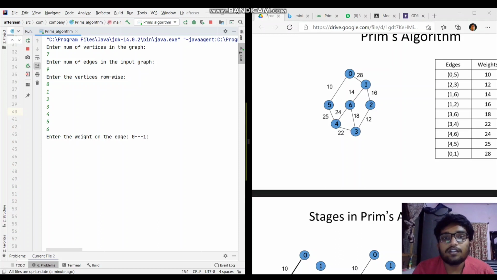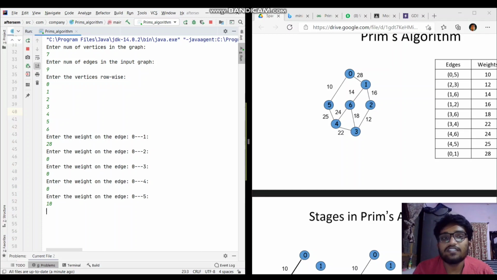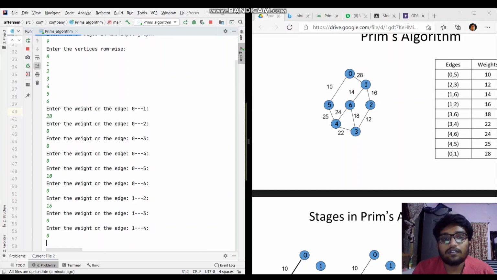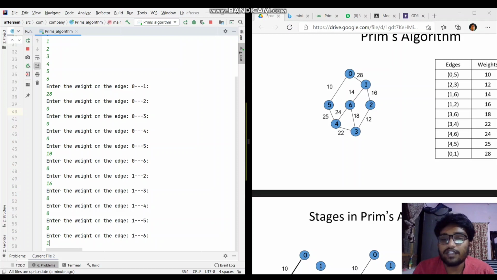Here they're asking to enter the weight on the edge 0 to 1, that is 28. 0 to 2 we don't have an edge, so simply 0. 0 to 3 and 0 to 4 we don't have an edge. 0 to 5, yes, there is an edge, and weight is 10. In that way we need to fill this. 0 to 6 we don't have an edge. 1 to 2 we have an edge, and that is 16. 1 to 3, 1 to 4 and 1 to 5 we don't have. 1 to 6, yes, there is an edge, and weight is 14.